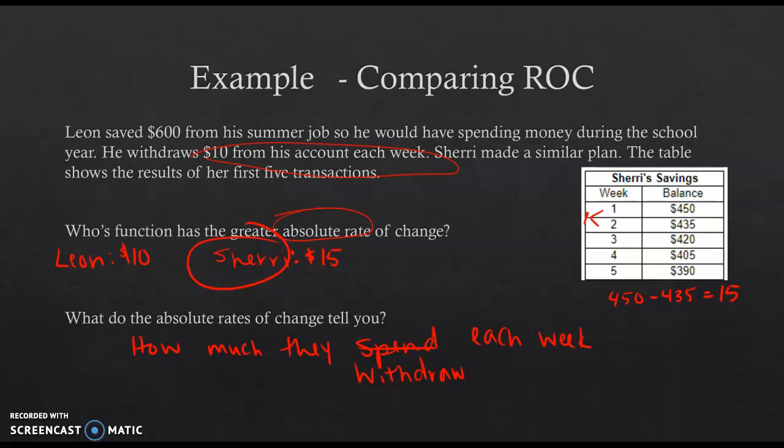And that is our last example on real world situations that use slope, because slope is rate of change. They're the same thing. There's no difference. Slope is the rate of change.